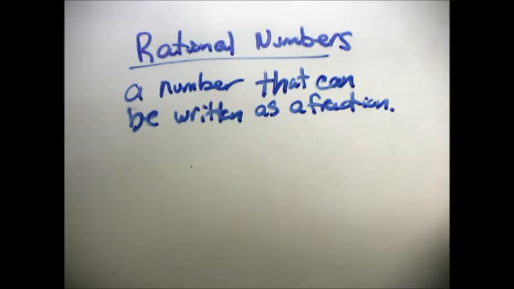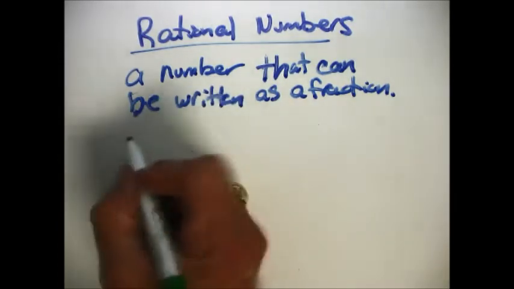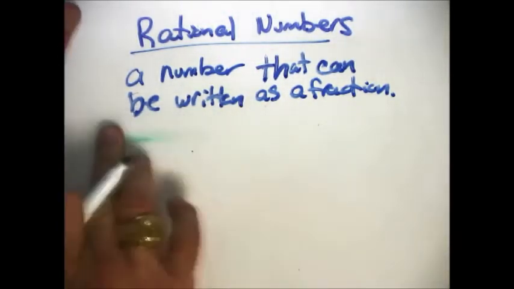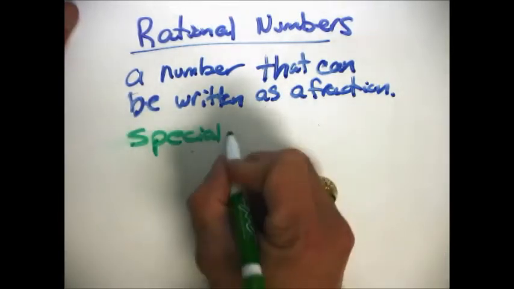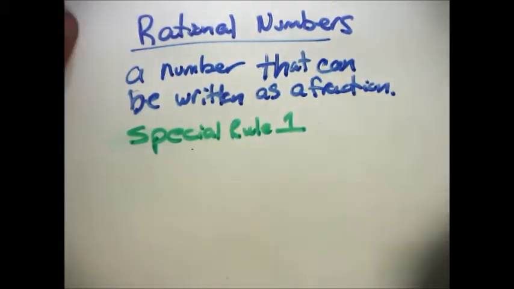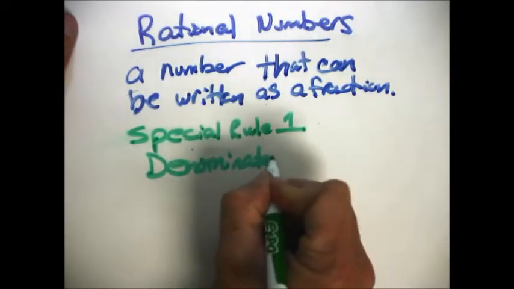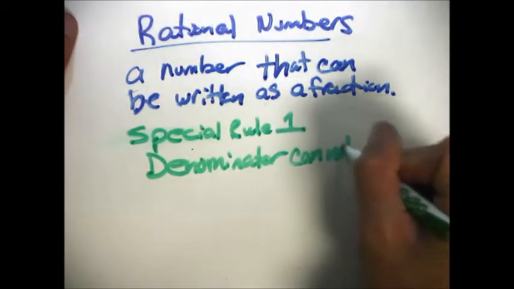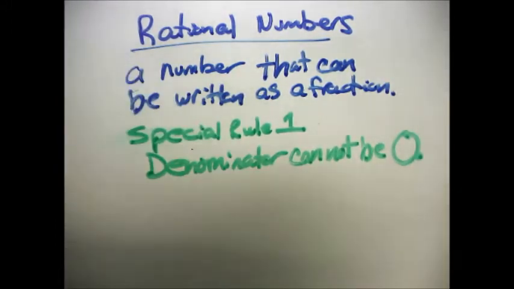There are two special rules, so I want to go ahead and give you those special rules right now. Special rule 1 is the denominator cannot be 0. Okay, not able to do that.